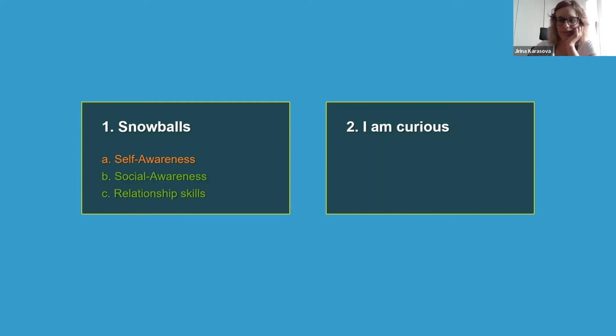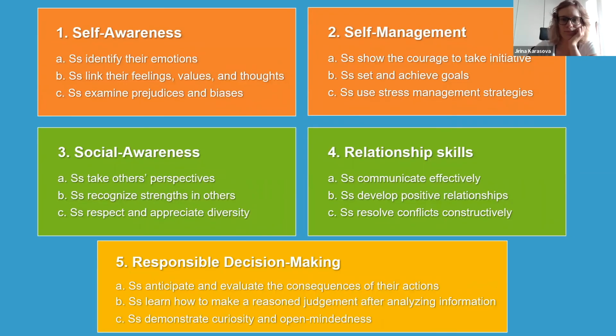Self-awareness, okay. Oh, I will show you this so that you can see, sorry. Okay, so we have self-awareness, social awareness, self-awareness and responsible decision-making. Okay, any others? Decision-making. Yeah, we can see the five Cs, right? Demonstrate curiosity and open-mindedness.